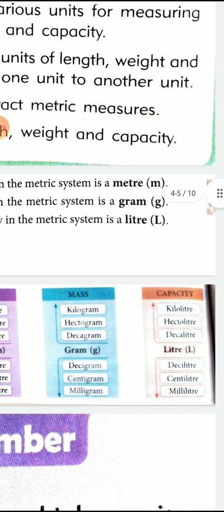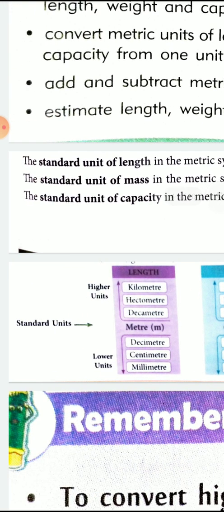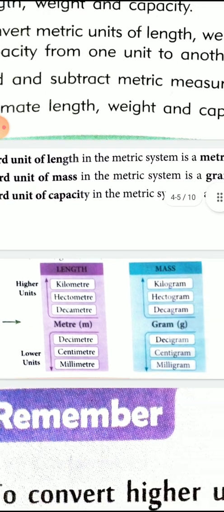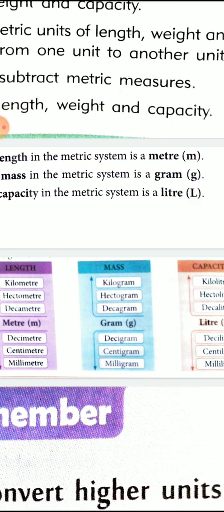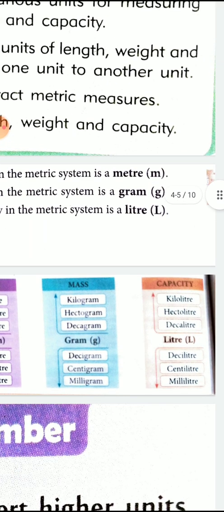But higher units of capacity are decaliter, hectoliter and kiloliter. Now come to lower units. Lower units of length: decimeter, centimeter and millimeter. Lower units of mass: decigram, centigram, milligram. And lower units of liter: deciliter, centiliter, milliliter.